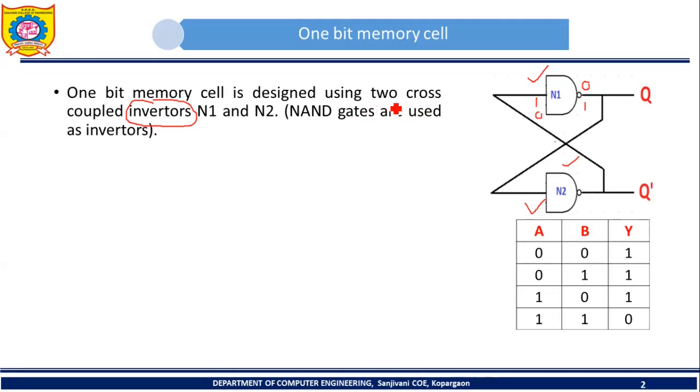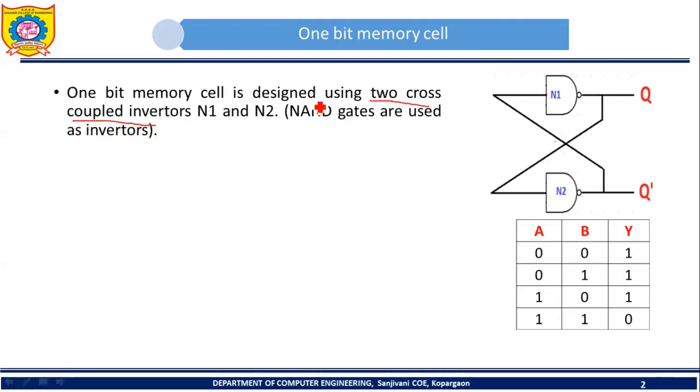Now these inverters are cross-coupled. What is meant by cross-coupled inverters? Cross-coupled inverters means the output of the first inverter is given to the input of the second inverter, and the output of the second inverter is given as input to the first inverter. That's why these inverters are called cross-coupled inverters.